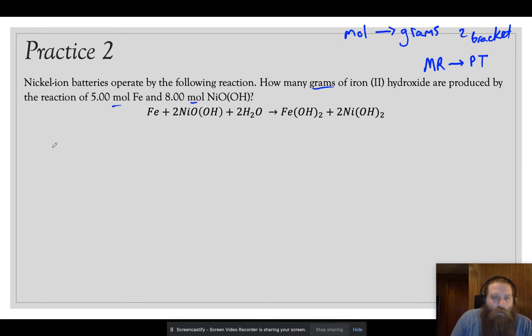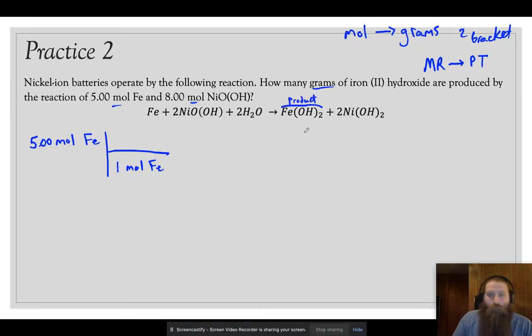So here we go. We have 5.00 moles of iron. We have 1 mole of iron in the reaction, 1 mole of Fe, and we're trying to get to iron(II) hydroxide. So this is our iron(II) hydroxide, the product that we care about. And we can see that it's a 1-to-1 ratio. So 1 mole of Fe(OH)2.